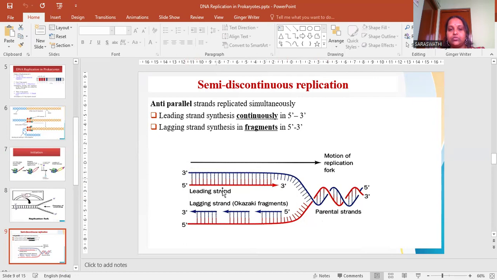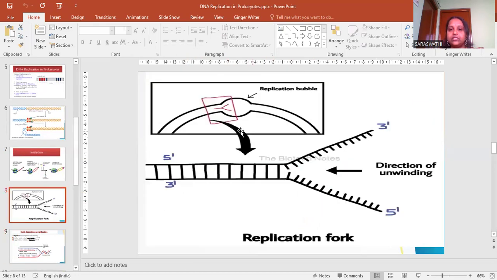So here there is no problem with DNA polymerase 3. It will add the nucleotide, so here the synthesis will be continuous. But here it has a direction 5' to 3'. So DNA polymerase will not add the nucleotide 5' to 3'. It needs the 5' to 3' direction, especially the 3' OH is required for adding the nucleotide.